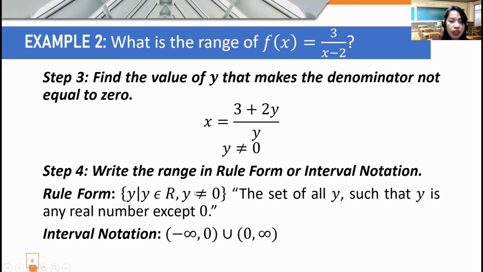In interval notation, we have open parenthesis, negative infinity, 0, close parenthesis, then we have a symbol for union, open parenthesis, 0, comma, then positive infinity, closed parenthesis. The union of these two sets can be the value of the range in the given rational function.